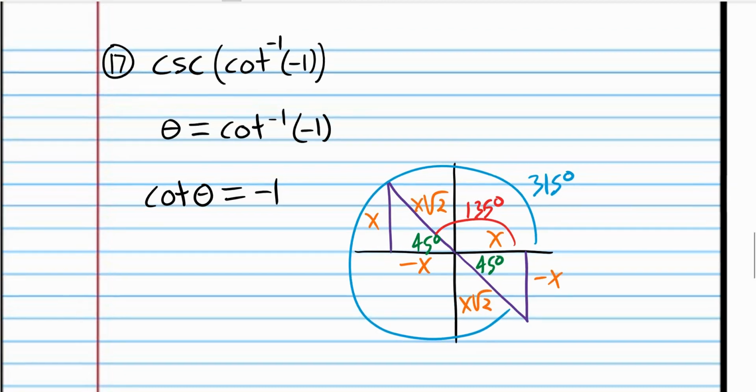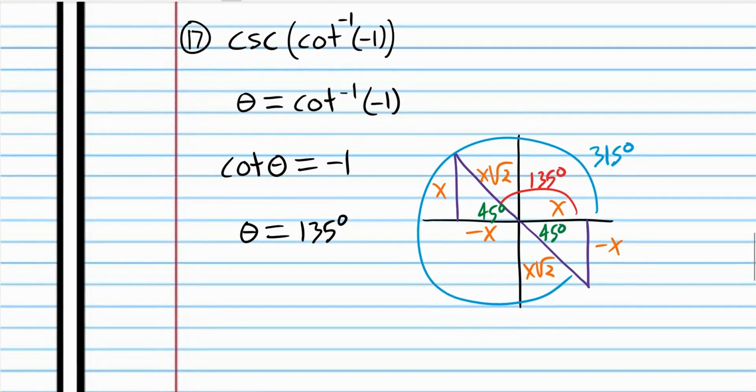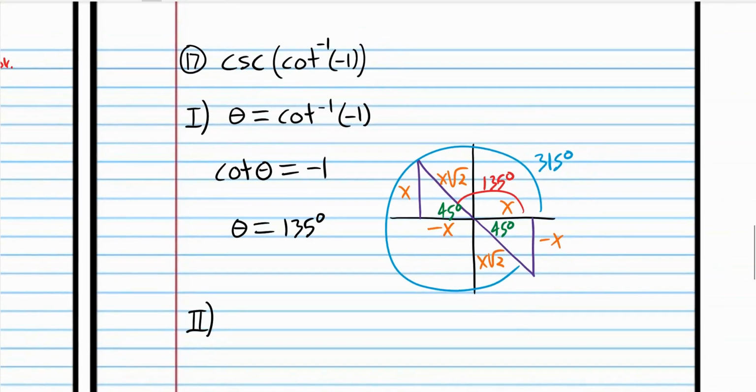And if you look at the range restrictions for cotangent inverse x, the restrictions are between 0 and 180 degrees. So we can use 135 degrees. So theta is going to be 135 degrees. So that is part 1, to find the value of the inside expression.